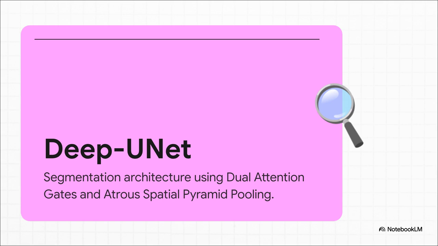First, dual attention gates. These actively highlight the important lesion regions while totally suppressing the noisy background. Second, Atrous spatial pyramid pooling. Now that sounds like a mouthful, I know, but essentially it allows the network to capture context at multiple different scales, meaning it can recognize both tiny pinpoint melanomas and massive sprawling lesions without ever losing resolution.